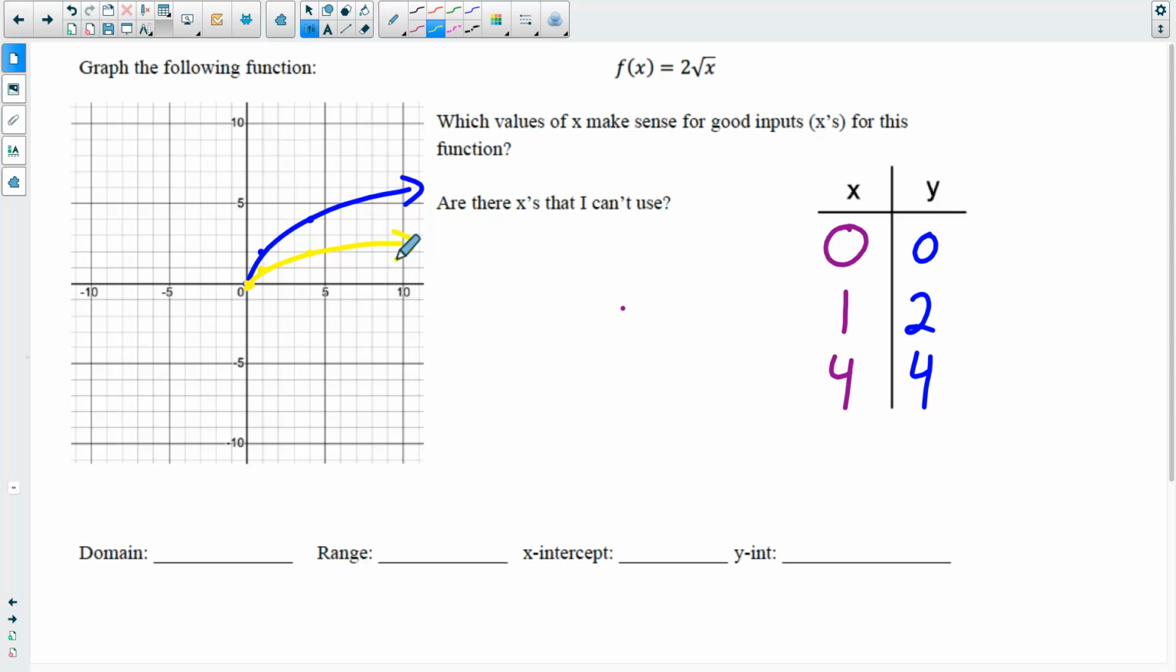Okay? Now, domain. What's my domain? 0 to infinity. Yeah, it's the same as the mother function. When I look at my range, 0 to infinity. It is going to get to larger numbers quicker, but it's still getting to the same numbers. So 0 to infinity. X and Y intercept, what are they? 0, 0.